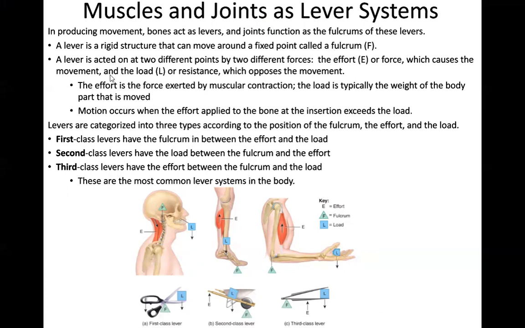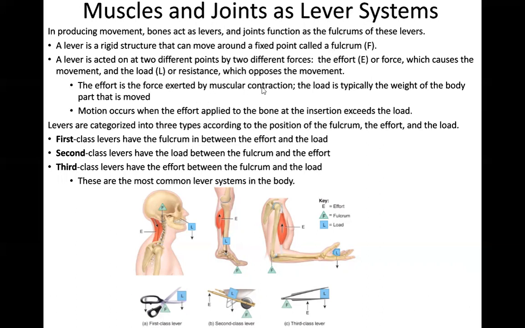A lever is acted on at two different points by two different forces. The effort, or E, which is what our muscular contraction is going to produce. And then the load, represented by L, or resistance, is what opposes the movement. So when you're lifting something up like this block here, whether that's a dumbbell or just something you're picking up, that's the resistance or the load. Contracting the muscle produces the effort. And where your joint is that's moving, that's your fulcrum.